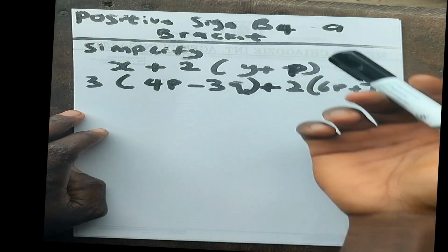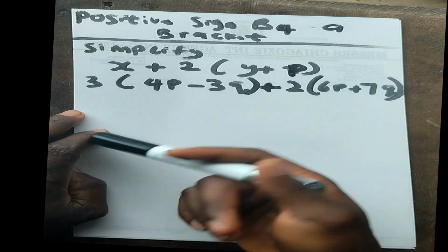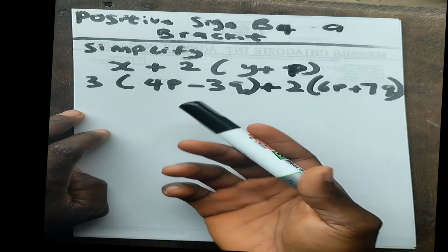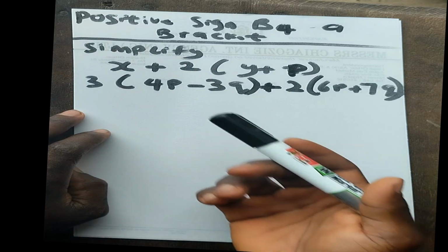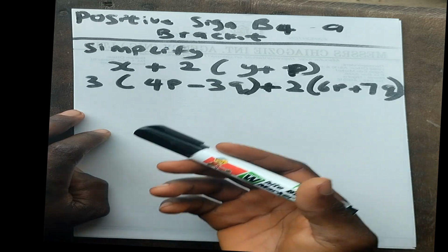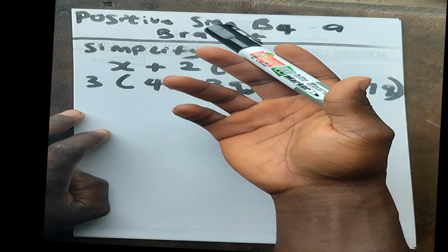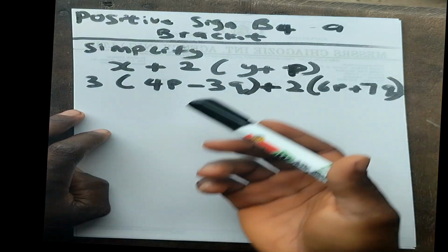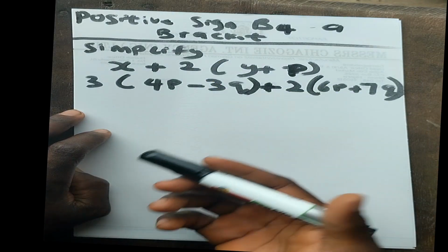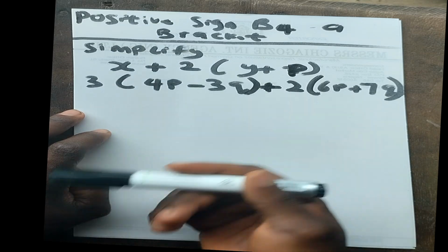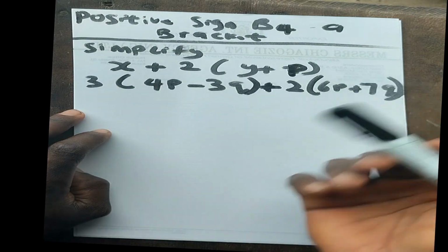If you have not viewed the previous videos, you can do yourself good by going back to watch them. It's very important. In today's video, we'll be treating algebraic expressions that have a positive sign before a bracket, like in this one and this one. So how are you going to solve it?